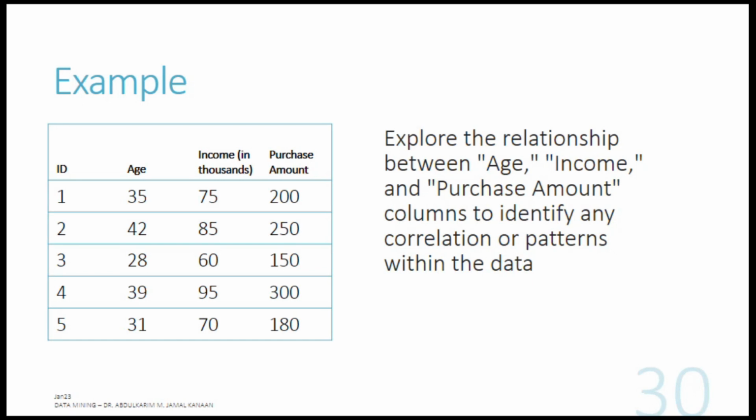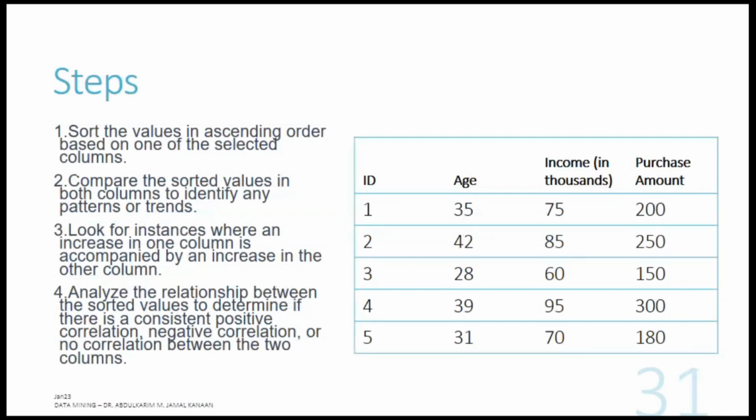Okay, let's see. The simple way: first, sort the values in ascending order based on one of the selected columns. Then compare the sorted values in both columns. Let's say you are working to identify whether there's a relationship between income and purchase amount. First, sort the values in ascending order based on one of these two columns, maybe income or purchase. Then look for an instance where an increase in one column is accompanied by an increase in the other column.